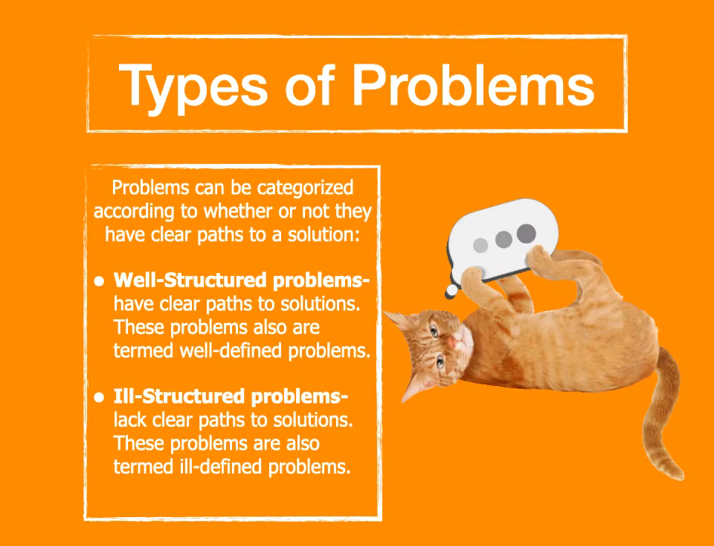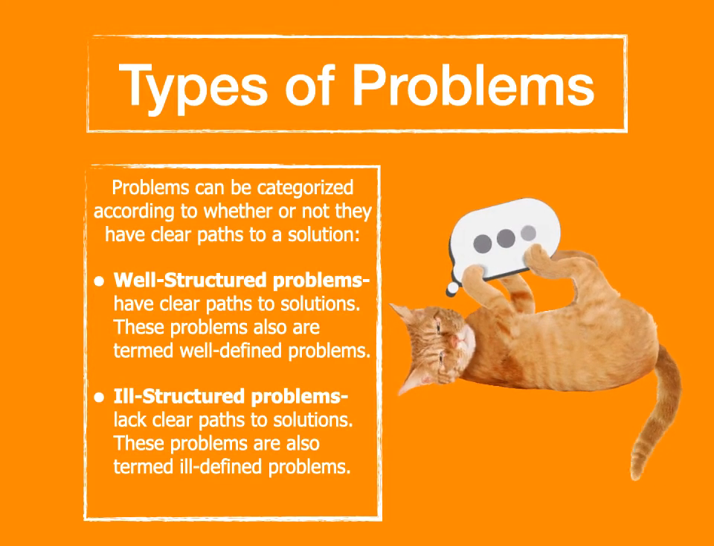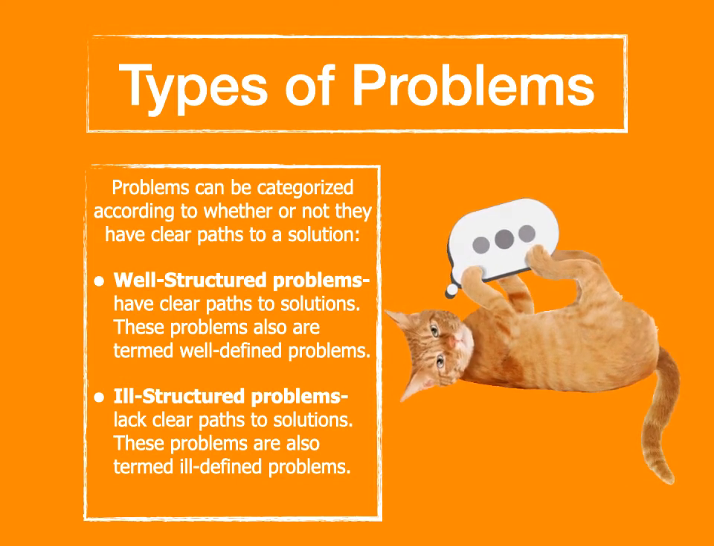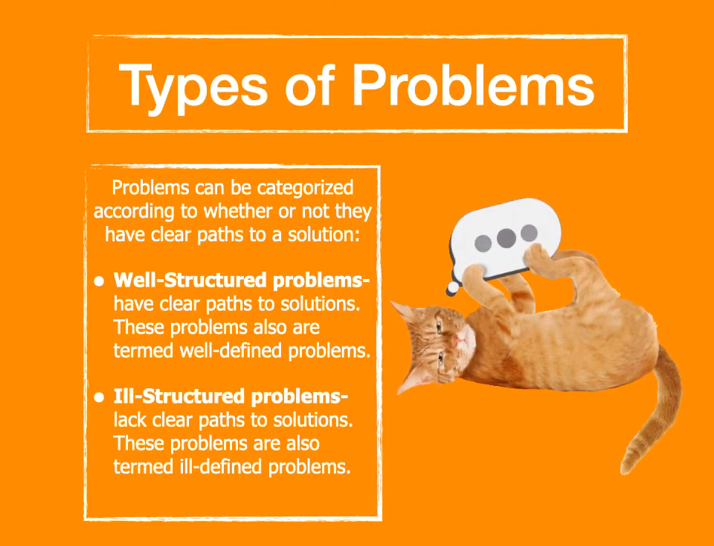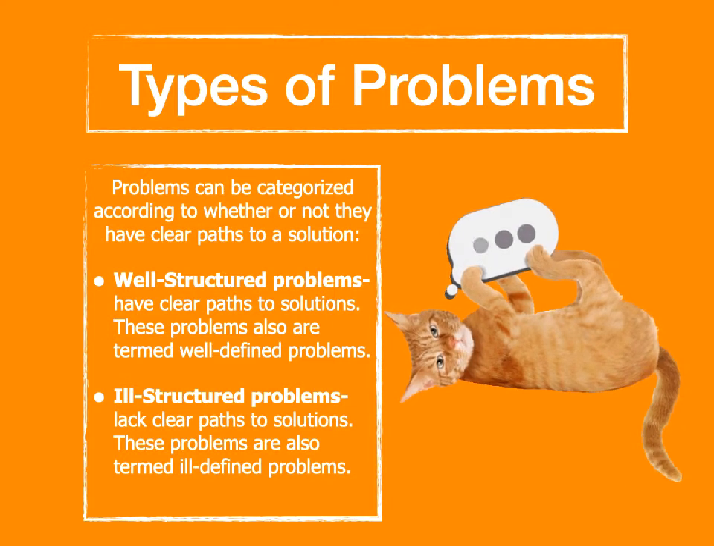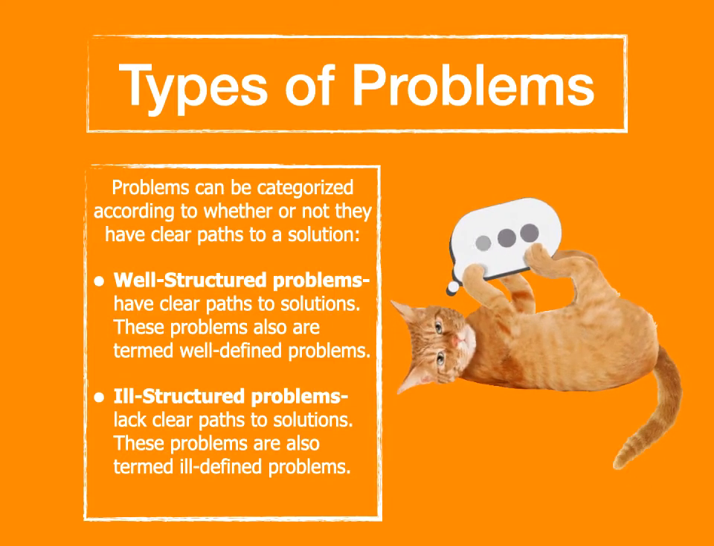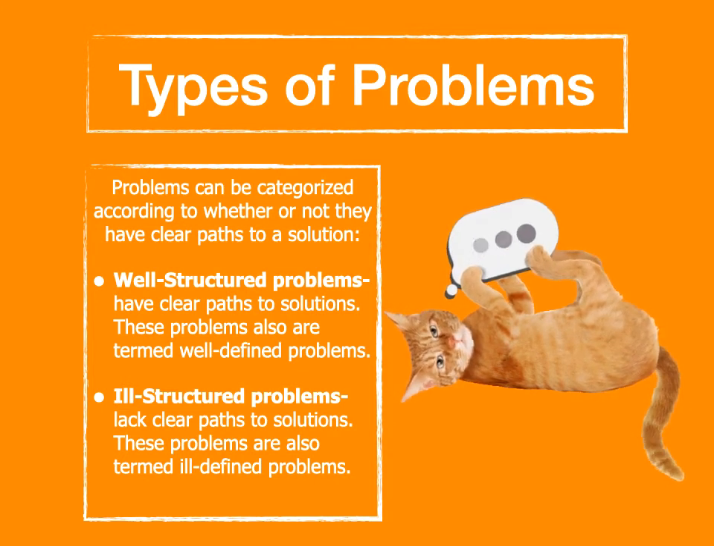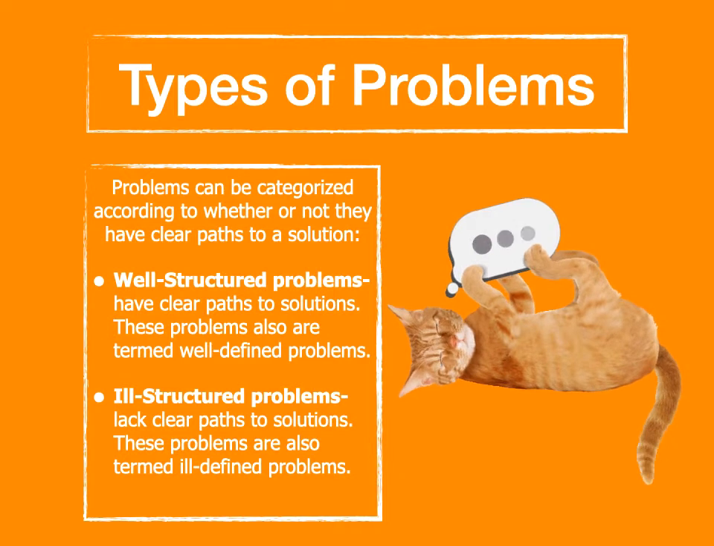Okay. Now that we understand the problem solving cycle, let's discuss the different types of problems. There are actually different types of problems, and problems can be categorized according to whether there is a clear path to a solution or whether there is a lack of clear path to a solution. Okay? So there are two types.